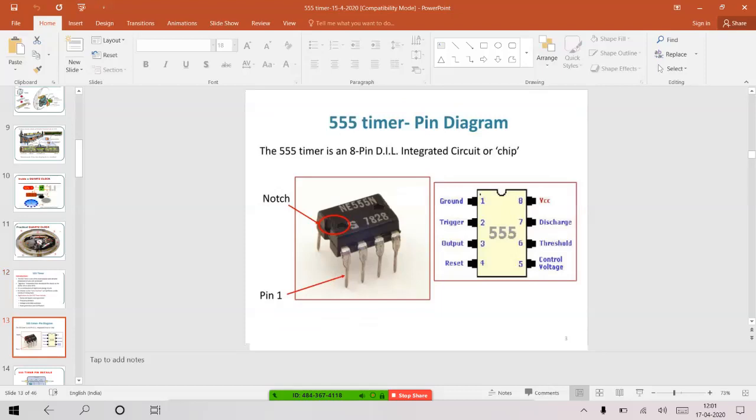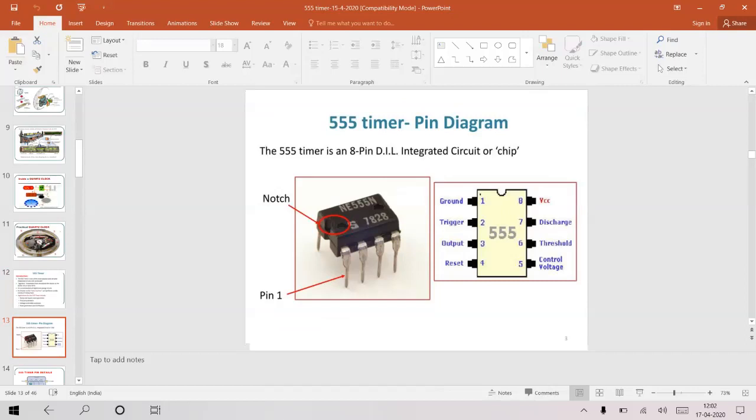Pin number 1 in the IC is the one starting near the notch. So the ground pin is 1, the trigger pin is 2, and the output you take at pin number 3. The reset pin is 4, 5 is your control voltage where you apply, and 6 is the threshold voltage.